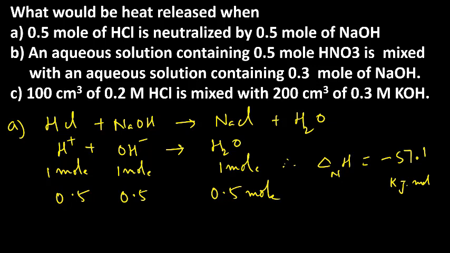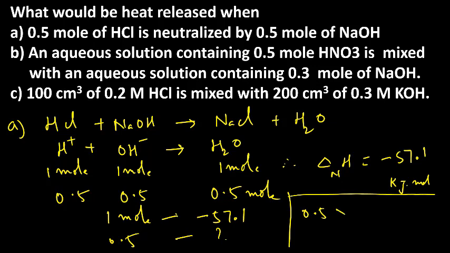So for 1 mole, what is the heat? The neutralization is minus 57.1. For 0.5 mole, how much is this? So this is nothing but 0.5 into 57.1, which equals 28.55 kilojoule.